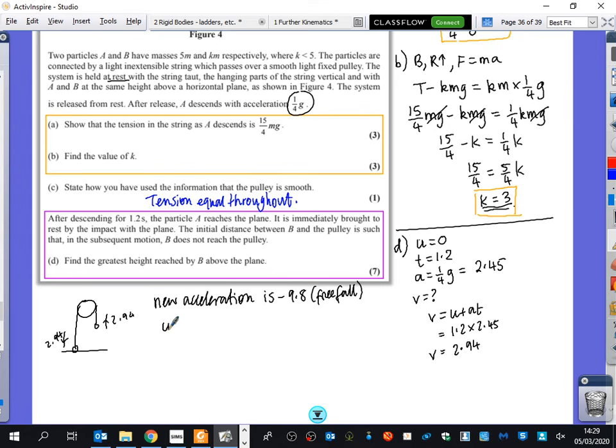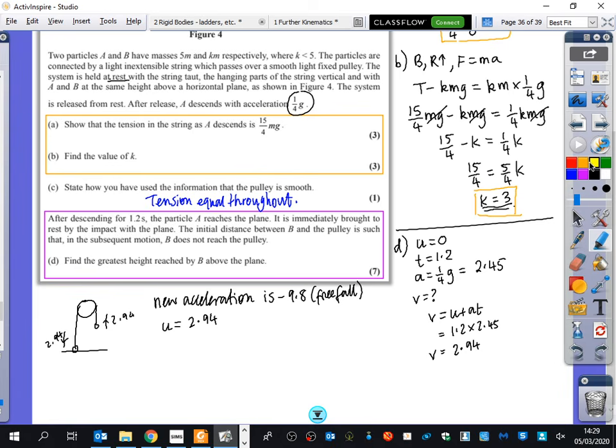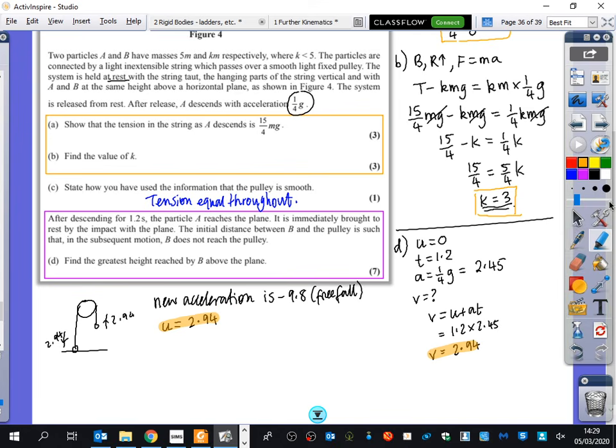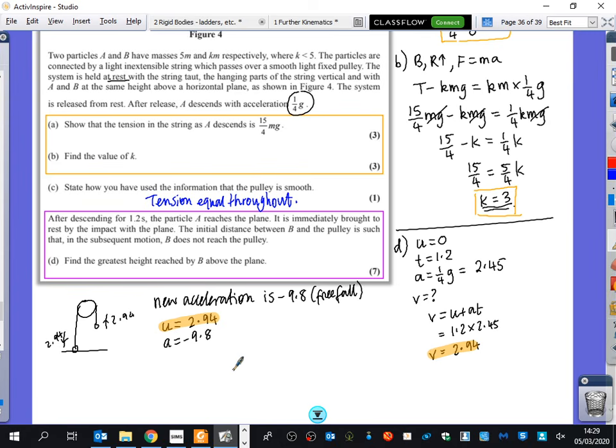Now we know that its initial speed is the final speed. So the initial speed is 2.94. I'm going to highlight those in a colour so we can see that they've kind of switched places. That one has become that one. We know that the acceleration is now minus 9.8. What do you think I'm interested in finding out? Height, did you say? Yeah, height. So I need to find out what s is.